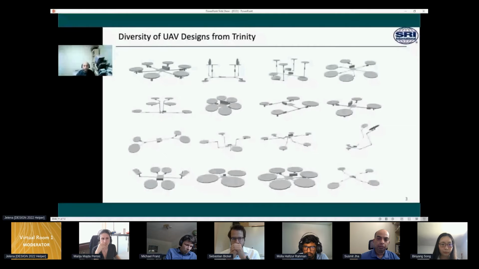These are examples of designs from the Trinity system currently that we can generate for unmanned air vehicles, and you will see that there is a whole diverse set of designs using propellers in different topologies and combining propellers with wings in a novel way.